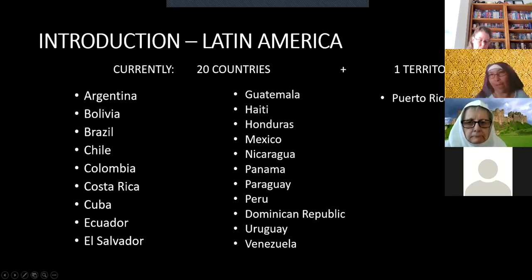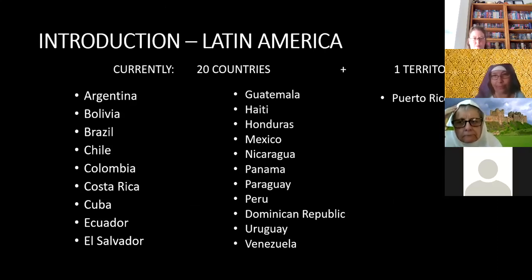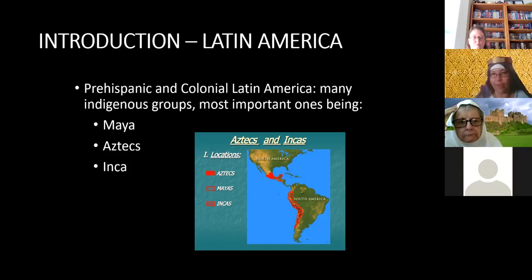We also talked about how diverse Latin America is. Currently, Latin America is 20 countries and one territory. Pre-Hispanically and in the colonial era, Latin America was comprised of many indigenous groups, the most important ones being the Mayas, the Aztecs, and the Inca.